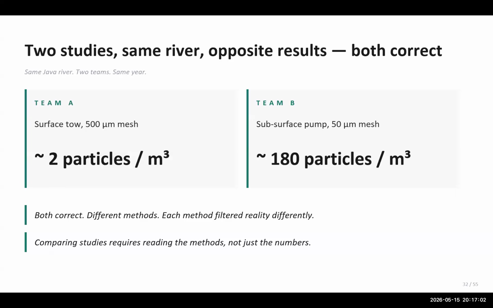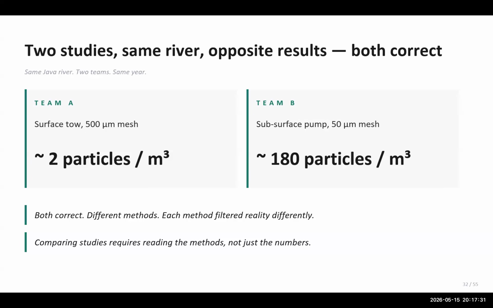For example, two studies in the Java River, a river from Java, during the same year, but we found different results. One team, team A, used a surface trawl with a net, with a 500 micron mesh, and they found particles around 2 particles per cubic meter of water.